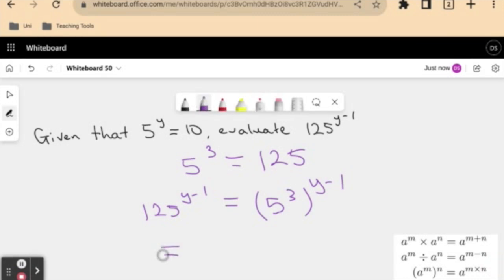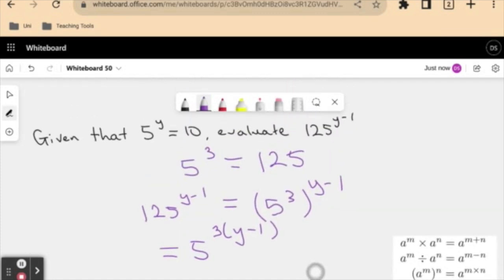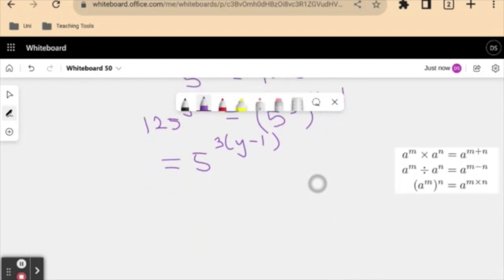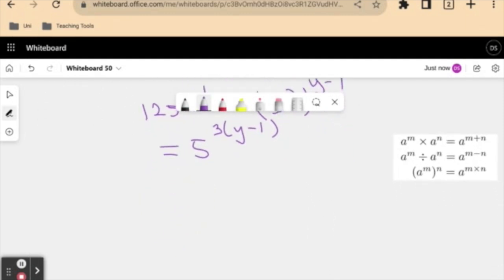So I can expand this thing up here. Well, I can say this is like saying 5 to the power of 3 multiplied by this entire term, 5 cubed multiplied by y minus 1. Now, we're getting closer. You can see we're getting a little bit warmer here. But what I'll do now is expand these brackets here and let's see what that gives us.